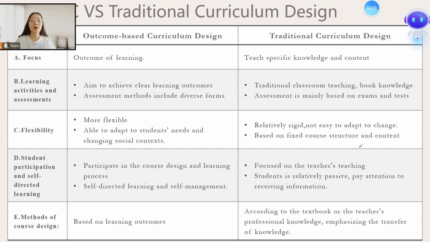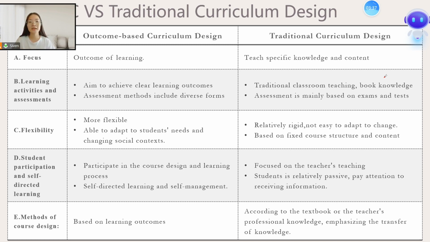Okay, the number one, they have the different focus. About OBC, the primary focus is on the outcome of learning. It clearly defines the specific goals and skills that students should have, focusing on the developing the practical application ability. While the traditional curriculum design, it typically focuses on the teaching specific knowledge and content. While students' learning success is primarily measured by how well they remember and understand what is taught.